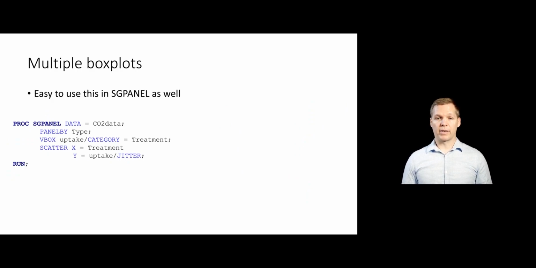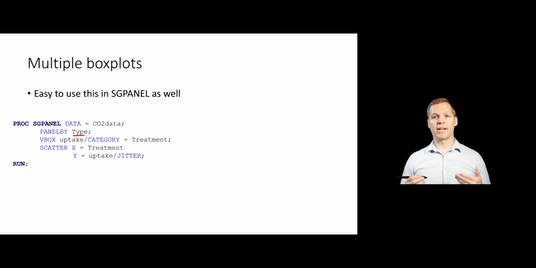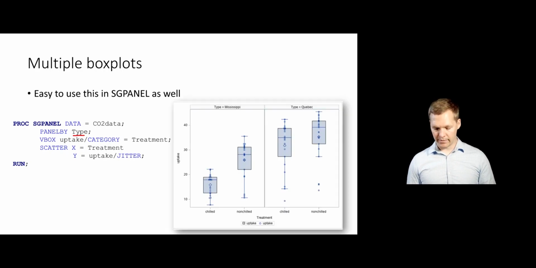Just like before, if I wanted to have multiple box plots across another variable, I could use a panel by. So here I'm going to panel by type in my PROC SGPANEL, and then do that same exact plot that we just did. And now I get for my treatment groups chilled, non-chilled, but at type equal Mississippi. And then the same thing for type equal Quebec. That was one of these other categorical variables we had in our data set.